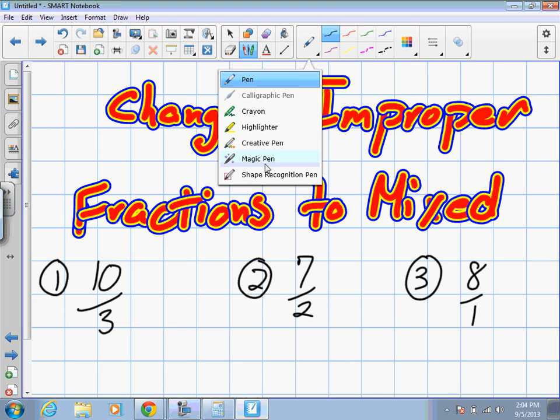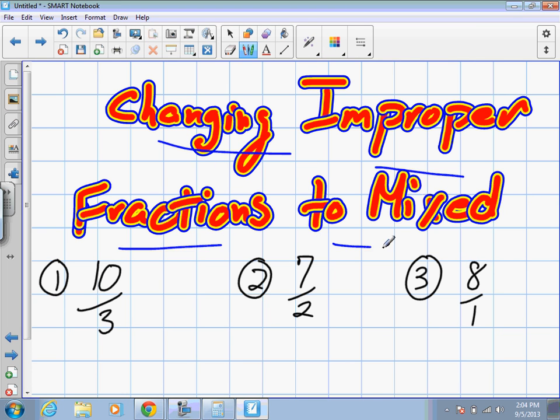We're going to work on changing improper fractions to mixed fractions to start, and then we're going to do vice versa. We're going to go mixed to improper.